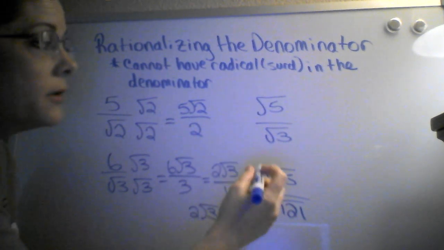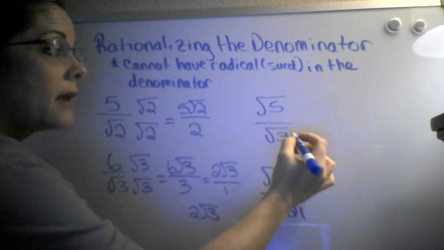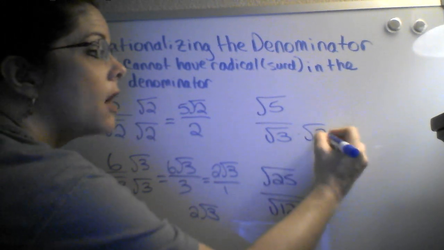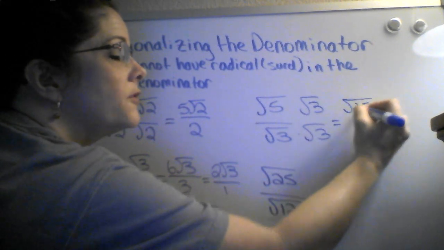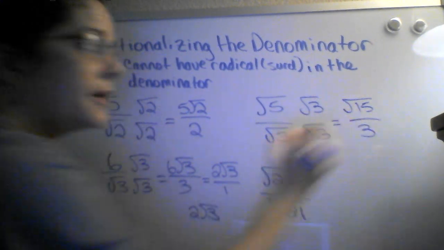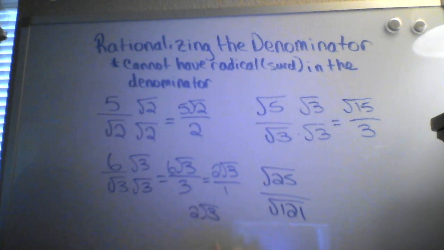In my third example, again, I have a radical 3 in the denominator, so I cannot have a radical in the denominator. So I multiply the top and the bottom by radical 3. That gives me radical 15 over 3. And again, this one can't be simplified because the radical 15 is under the radical and the 3 is not.